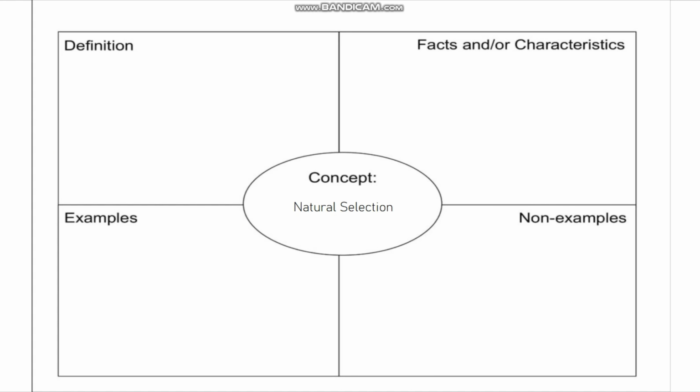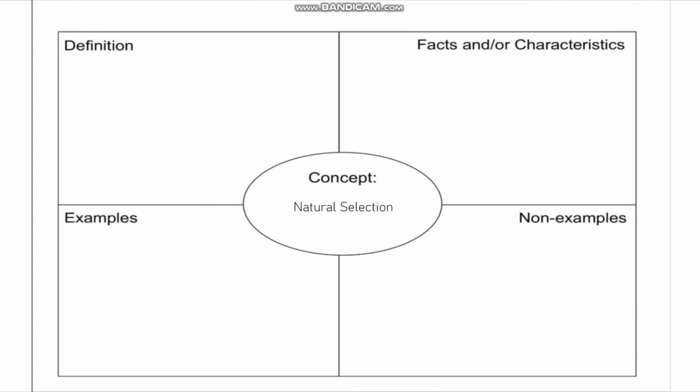All right, so this right here is the Frayer model. In the top left, you'll see the definition. In the right, you'll see the facts and/or characteristics. The bottom left is examples, and the bottom right is non-examples. And right here in the middle, you have the concept, which is natural selection.